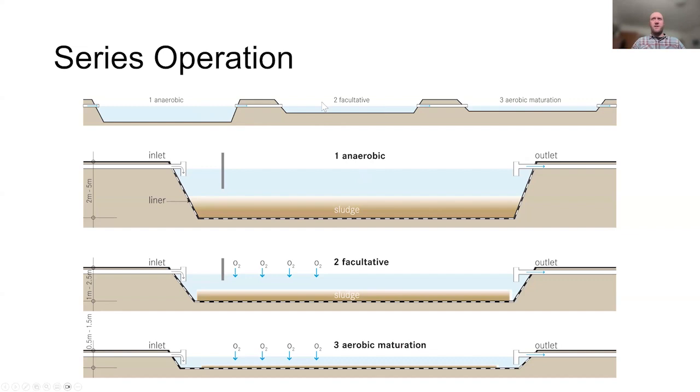And then it's going to flow into the second facultative lagoon. There's going to be more oxygen flowing into this one. It's still going to have some anaerobic processes going on at the bottom, in that sludge layer. And then the third one is going to be even shallower and have more oxygen going on in there. That's going to finish removing some of the nitrate, or the nitrogen and phosphorus.